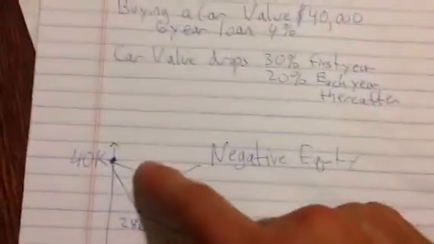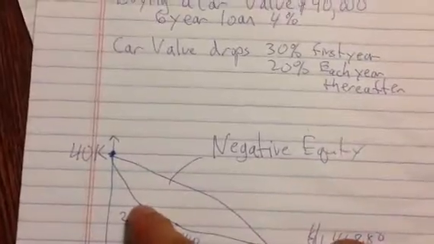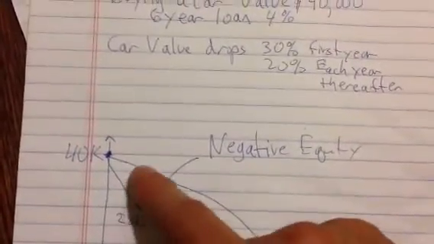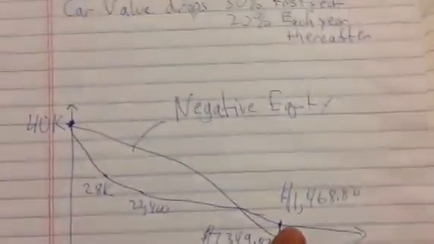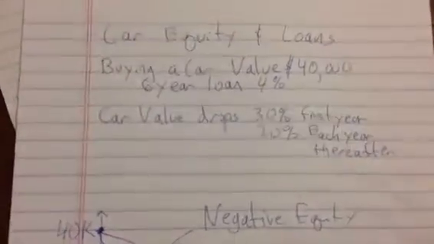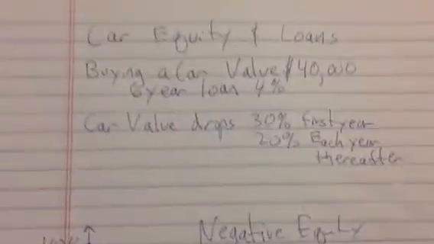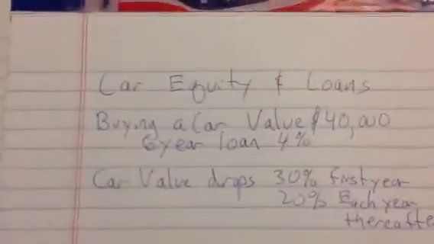When questions ask for equity, you subtract what is owed from the value. So in this case, the answer would be negative $5,000 and some odd dollars. And then eventually the equity would turn positive. I hope this video helps you understand car equity and loans for your homework and for real life as you think about purchasing cars someday.